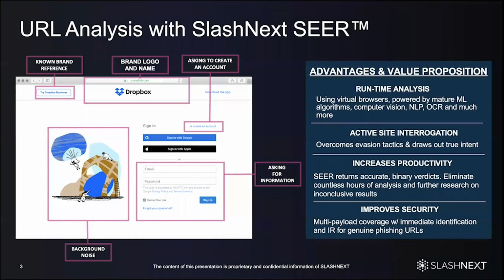It will also have the ability to overcome evasion tactics, such as when a website actually loads a CAPTCHA before it takes you to the final destination. And performing this type of analysis will greatly improve productivity due to its accuracy in detecting whether or not a URL is malicious or benign. We have the ability to detect multiple types of payloads, from scareware to fake login pages, as well as rogue browser extensions.